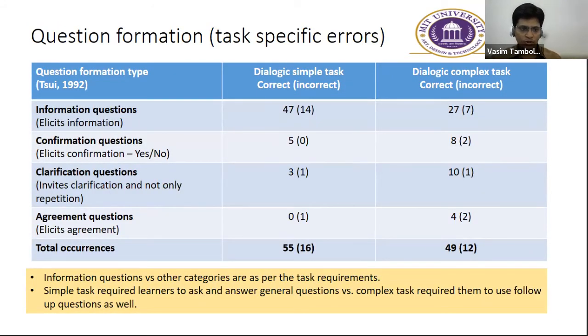If you look here, there are four different types of question framings used by the learners. Of these, most questions are information questions, which are simple questions under the simple dialogic task. In this way they used 47 incorrect questions where they really had to use simple questions. When we look at the complex tasks, there were confirmation, clarification, and agreement questions, a couple of questions for dialogic tasks as well. So simple tasks required learners to ask and answer general questions, versus complex dialogic tasks required them to use follow-up questions as well in order to negotiate and arrive at their decision.